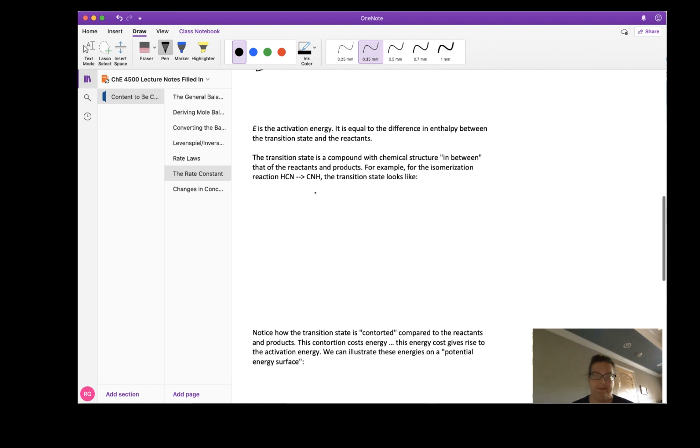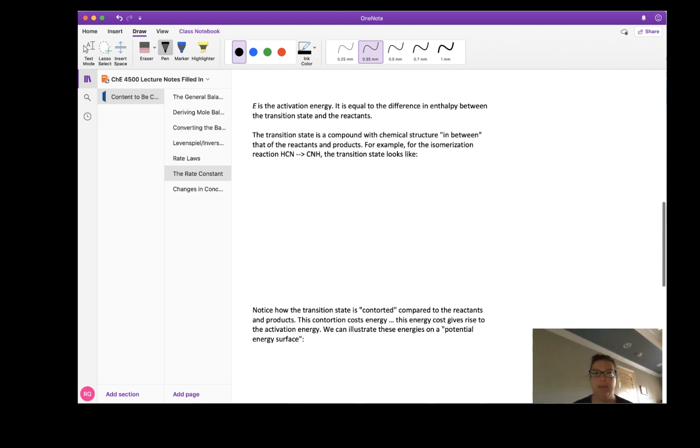So when I say transition state, that is a compound with a chemical structure that's in between that of the reactants and the products. For example, a reaction that makes a good illustrative example is the hydrogen cyanide isomerization reaction. Hydrogen cyanide reacts to form hydrogen isocyanide. So if we draw out these molecules, the reactant is going to be this HCN, and the product is CNH.